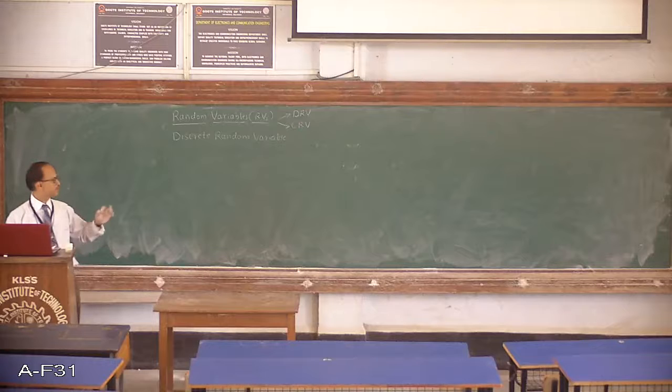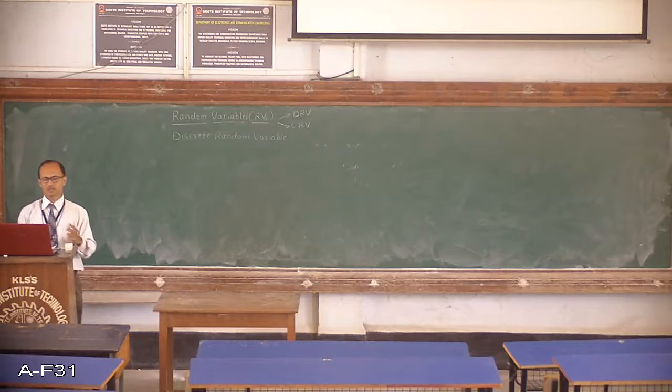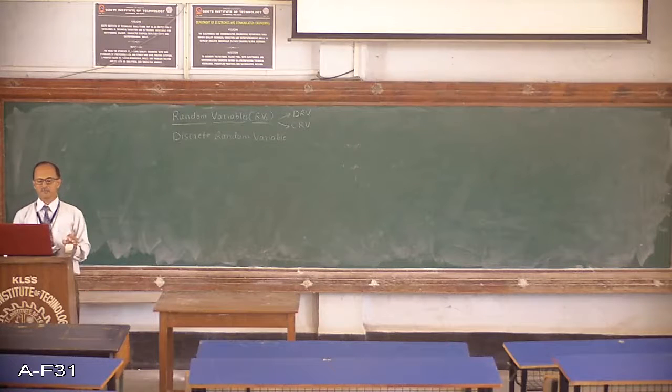The two examples which we saw previously, that is tossing of a coin where we have only two outcomes, head or tail, or throwing of a dice where we have only six outcomes. These are finite in nature. That's why they belong to discrete random variables.